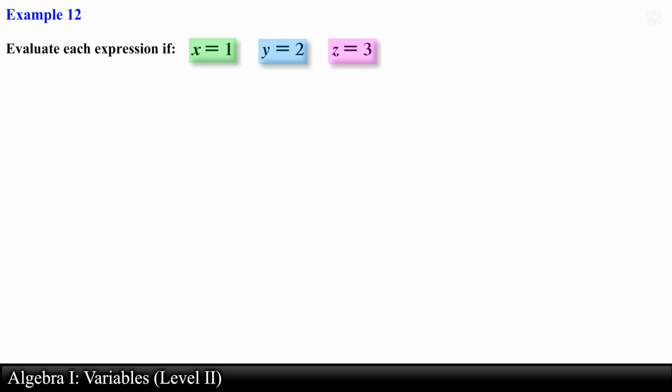Now let's practice evaluating expressions. Evaluate each expression if x equals 1, y equals 2, and z equals 3. Notice that we have 3 different variables, and each variable has a corresponding value. The goal is to substitute the values of these variables into the following expressions.